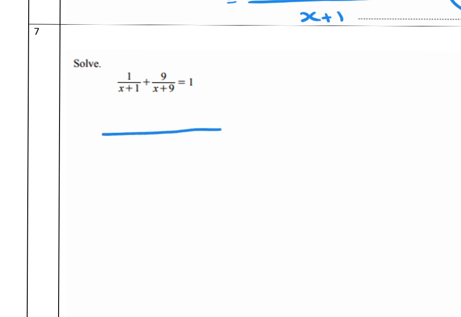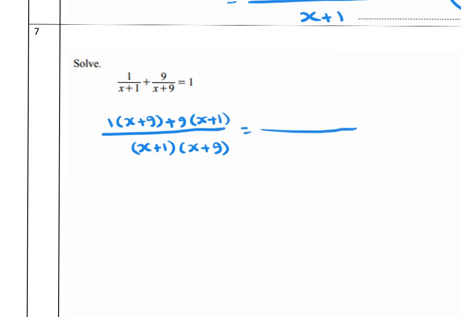Okay, multiply the denominator, so x plus 1 into x plus 9, and cross multiply to find the numerator. 1 times x plus 9 plus 9 times x plus 1. Simplify first. 1 times x and 1 times 9, so x plus 9. 9 times x and 9 times 1, so 9x plus 9, over same denominator.